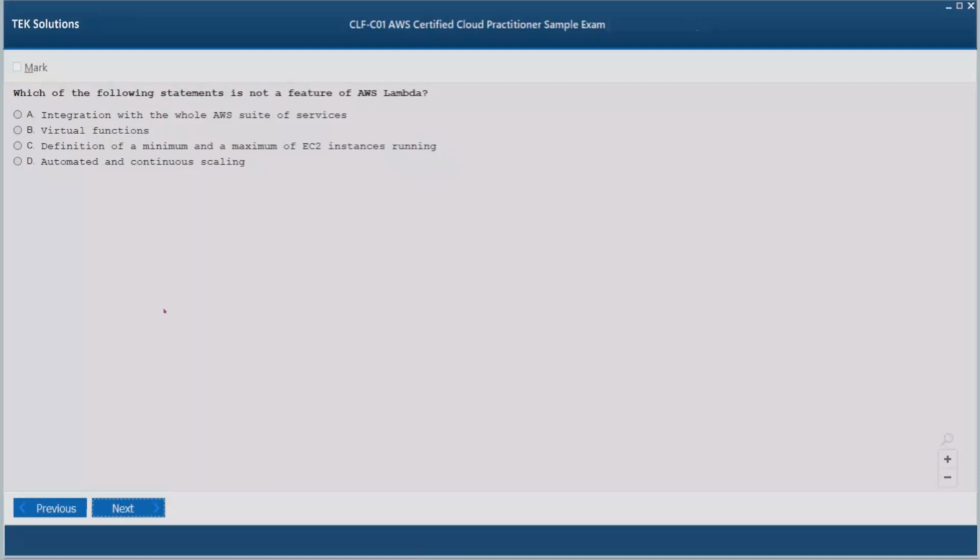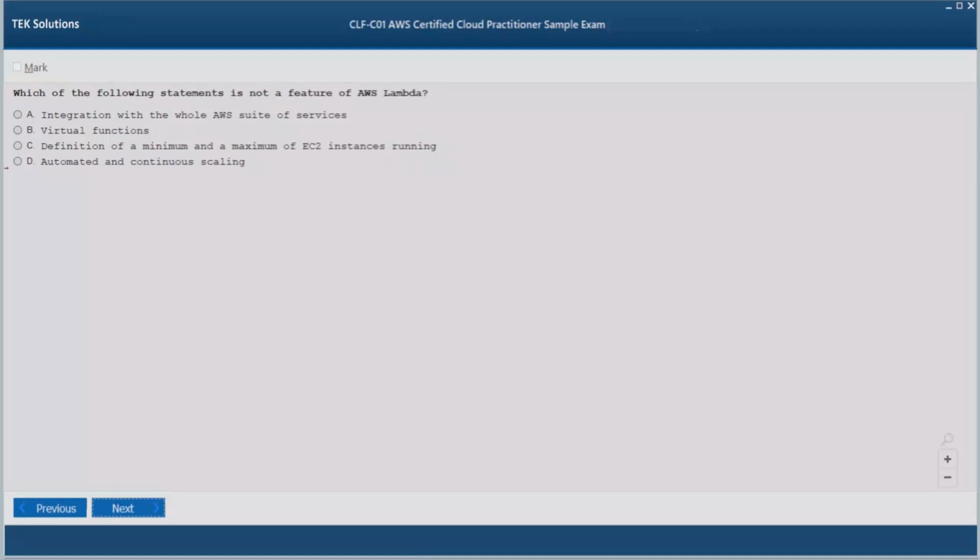The statement is not a feature of AWS Lambda. Integration with the whole AWS suite of services. Yes, it is actually a feature, so this is not the answer. B, virtual functions. Yes, actually AWS Lambda is virtual functions. So this is also not going to fit here, and we have to find the statement which is not a feature.